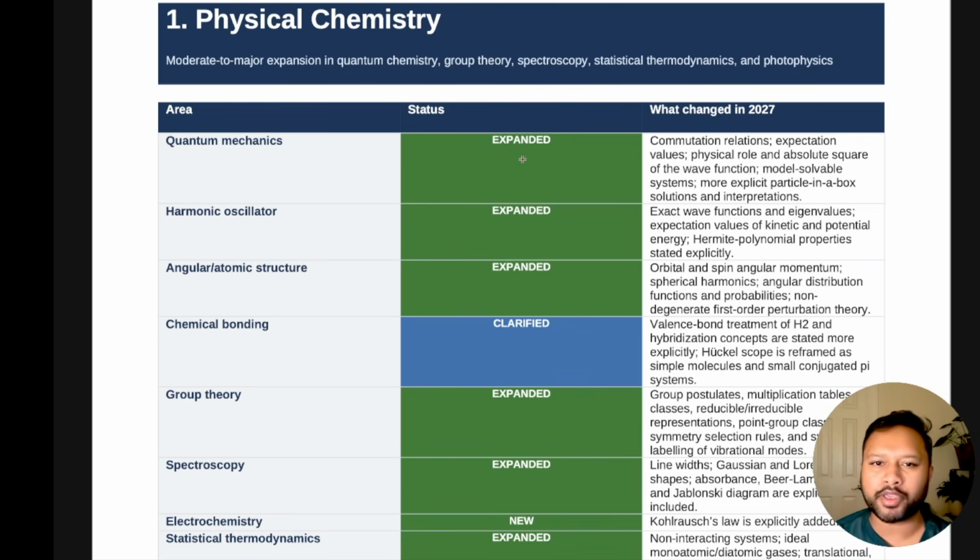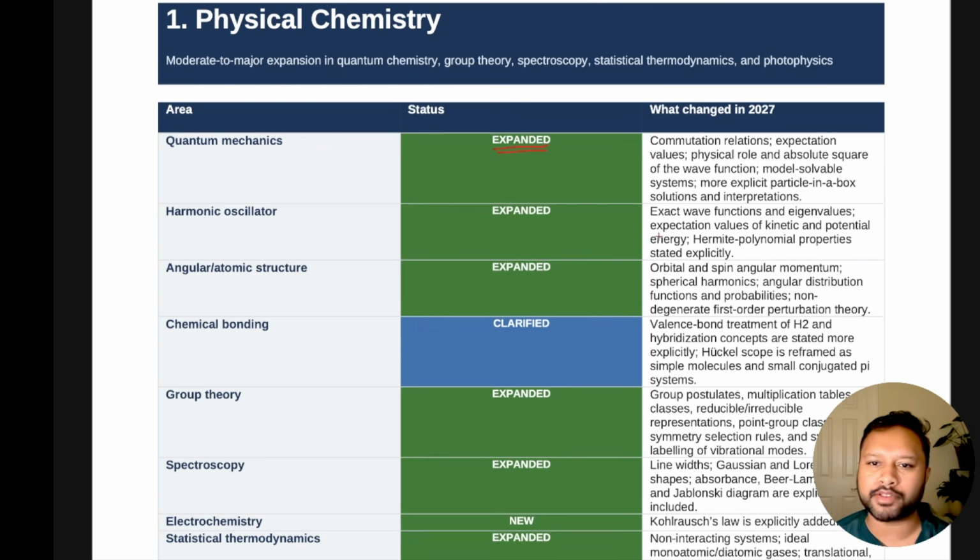If you talk about quantum mechanics, there are a lot of topics which are expanded. Nothing new added, but just expanded. Like commutation is something which is now included or expanded and mentioned separately. Then expectation value, which you already study, but again it is mentioned. Physical role, absolute square of wave function, these things you already study, but now they are explicitly mentioned in the syllabus. Then model solvable systems like particle in a box and its interpretation are now mentioned in the syllabus.